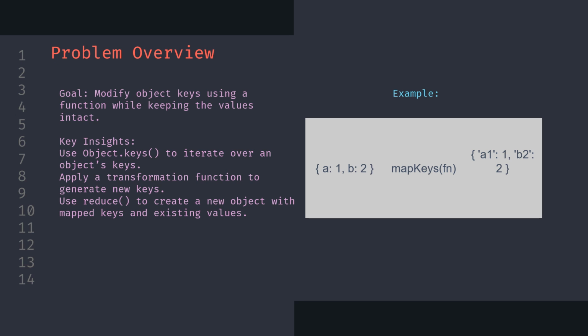Our goal is to generate a new object where keys are transformed using a function, while values remain unchanged. This is useful for renaming keys dynamically based on values or other conditions.